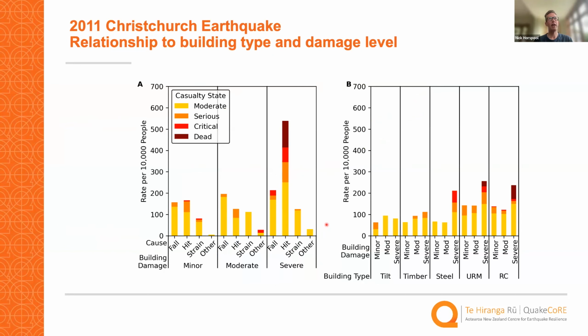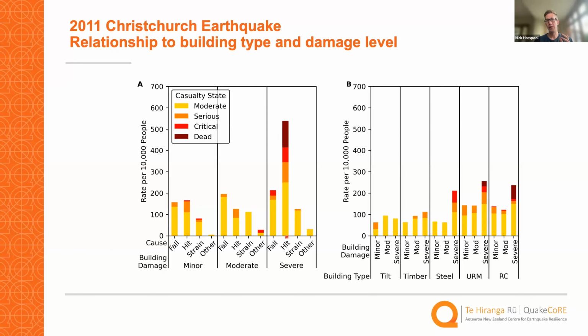If we look at how injury relates to building types and damage level, on the left we have building damage, either minor, moderate, or severe, and then we have the different injury and fatality causes, and the colours are linked to those casualty states. What we can see is that for minor and moderate building damage, we see a similar rate in most types of injuries. But once we get to the severe building damage state, we see a much higher rate of hit-related injuries and fatalities. This suggests to us that falls and strains are independent of building damage state, but hit-related injuries and fatalities are more dependent on the building damage state.